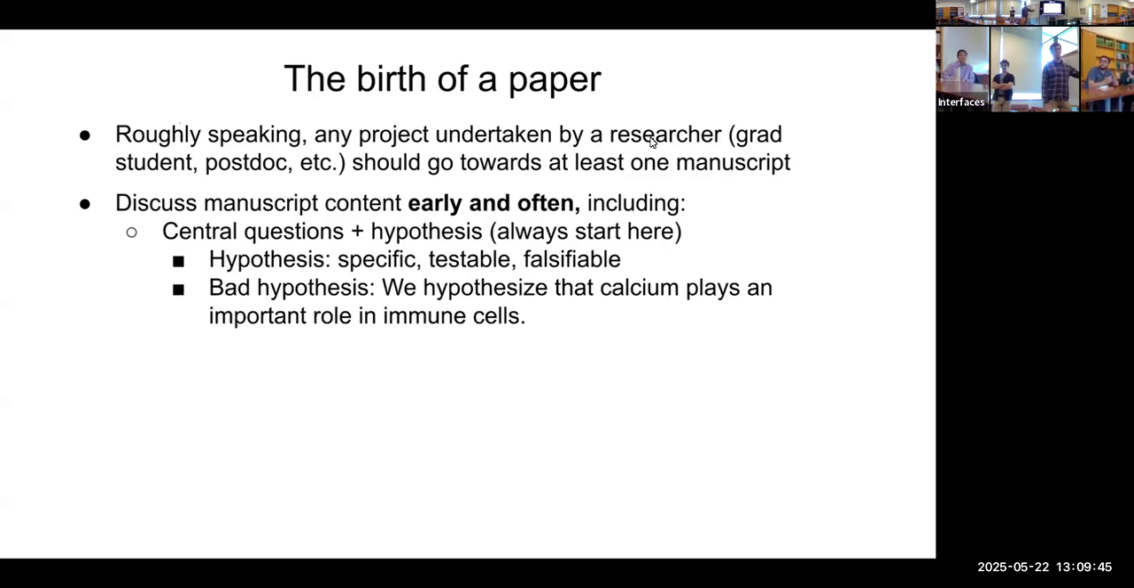My example was, because I thought about immune cells in the past and calcium in immune cells, a bad hypothesis would probably be: we hypothesize calcium plays an important role in immune cells. For one thing, we already know that.